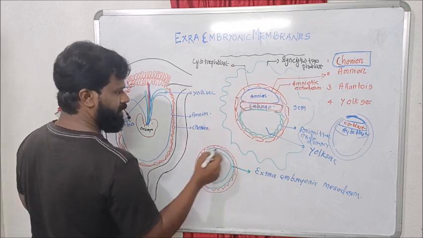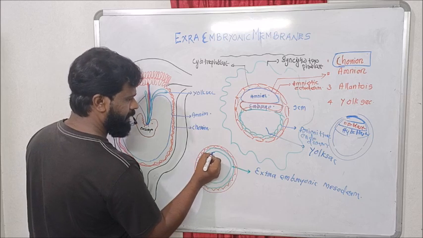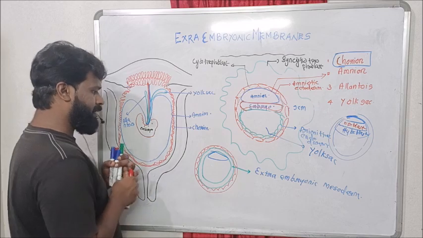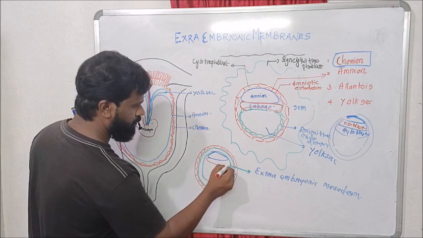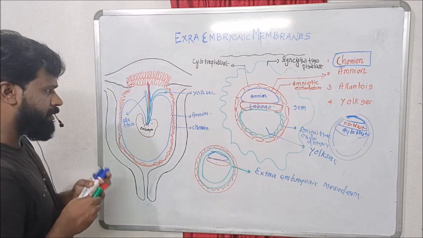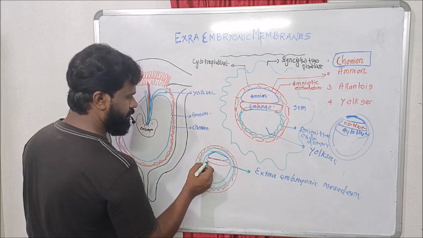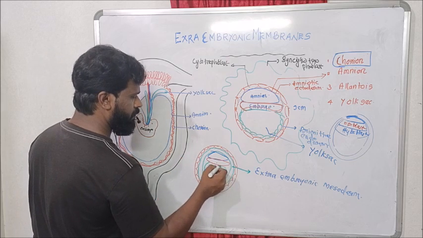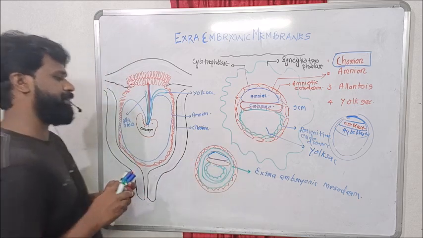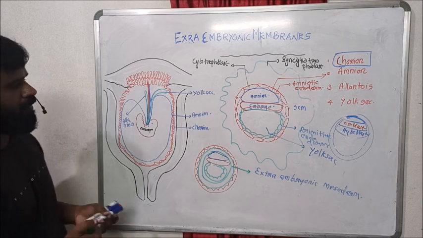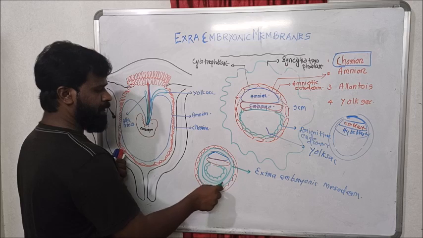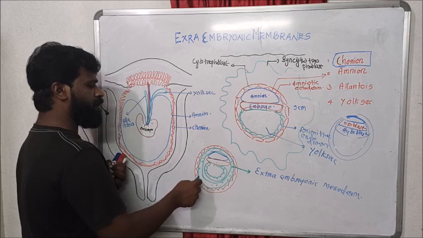Here, you know what are the structures seen inside this cytotrophoblast? Here this cavity, amnion, then the embryo, and followed by the yolk sac endoderm. This is the yolk sac endoderm. Okay. So in this stage, the extraembryonic mesoderm is formed.